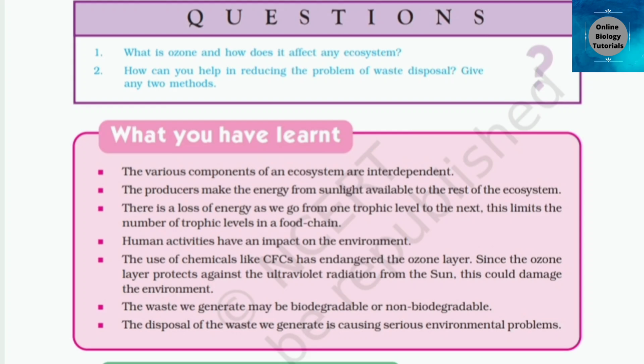Human activities have an impact on the environment. The use of chemicals like CFCs has endangered the ozone layer. Since the ozone layer protects against the ultraviolet radiation from the sun, this could damage the environment. The waste we generate may be biodegradable or non-biodegradable. The disposal of the waste we generate is causing serious environmental problems. So that's the end of the chapter.